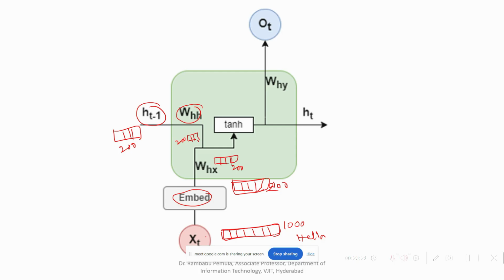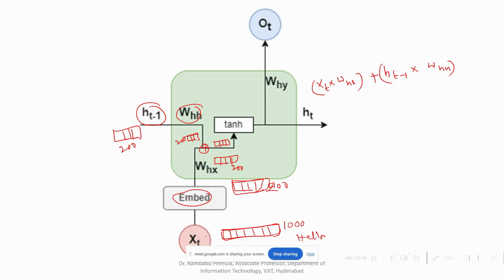Now we are going to perform the sum operation: HT minus 1 is multiplied by WH, plus HT is multiplied by WHX. Now we are going to get a new word, and that new word has the same length only.